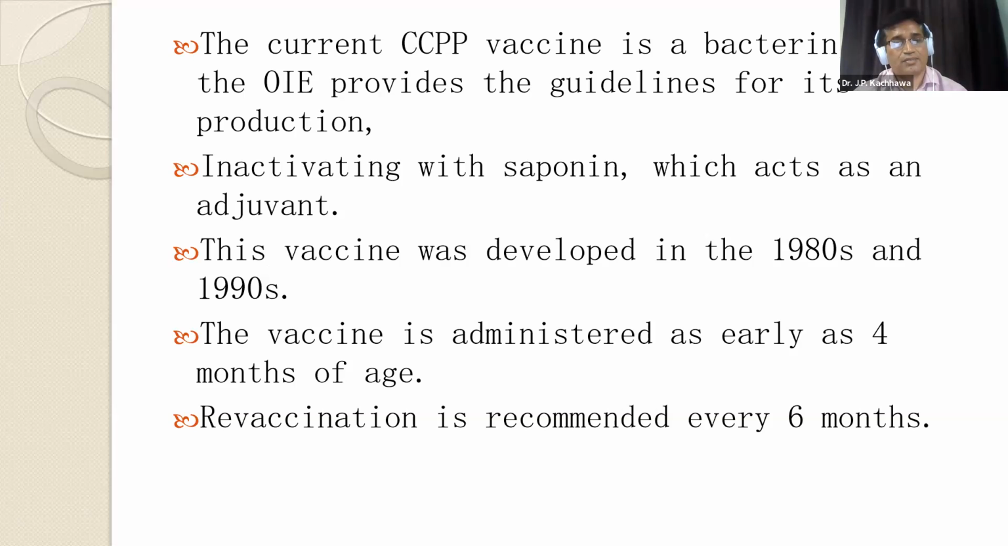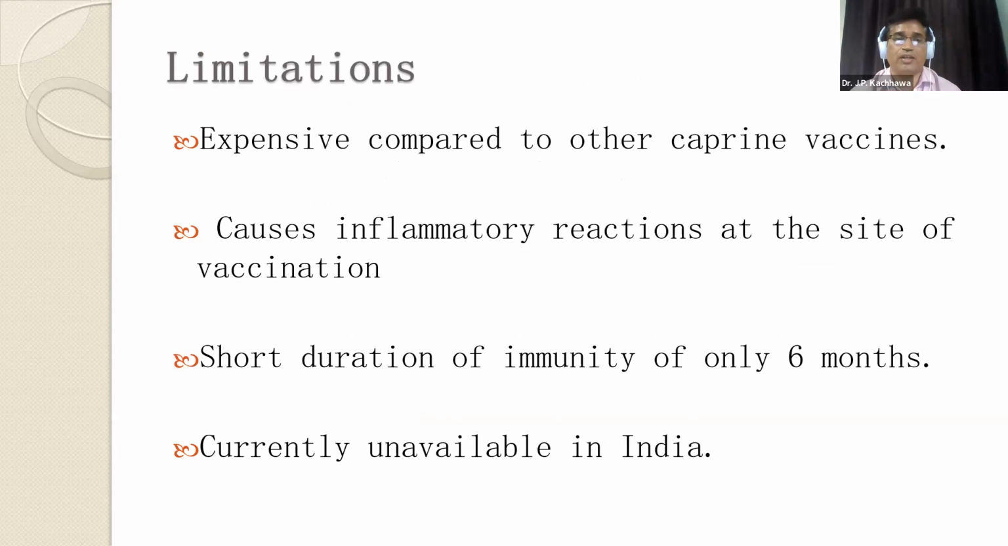The vaccine was developed in the 80s and 90s. The vaccine is administered as early as 4 months of age. It requires revaccination every 6 months, because it produces immunity for a shorter period. Vaccination also has some limitations besides some benefits. The CCPP vaccine is expensive in comparison to other goat vaccines.